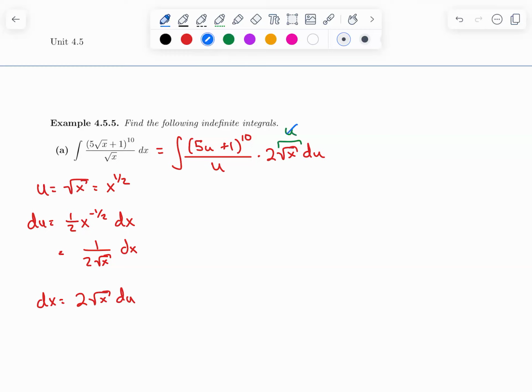So the u's do cancel. And what we end up with is the integral of 2 times (5u plus 1) to the 10th power du. And now that's simpler, but I still can't do anything with it yet because there's no way to deal with the 10th power without doing another integral substitution.